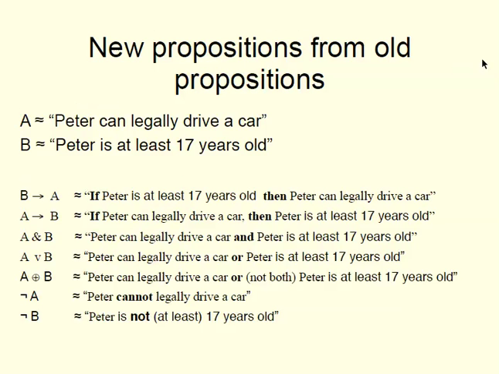A implies B: if Peter can legally drive a car, then Peter is at least 17 years old. Notice that here we are not concerned about whether it's true or false at the moment. We are simply making the statements, the propositions. I use the words statement and proposition interchangeably, just so you know. So for example, "Peter can legally drive a car and Peter is at least 17 years old" is a statement, but it might of course not be true.